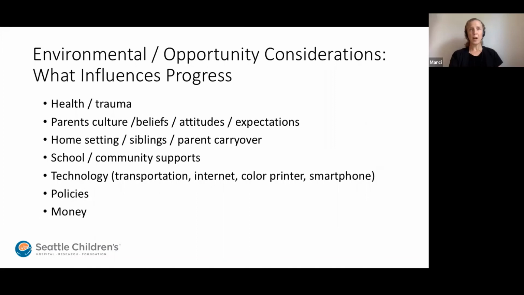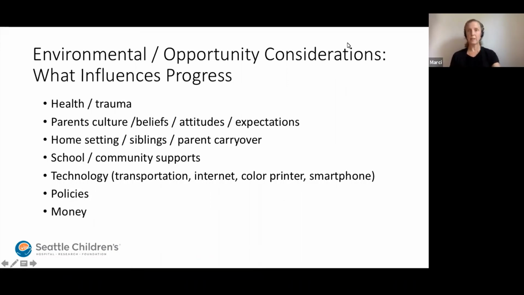So we all talk about environmental opportunity considerations, what influences progress, and I just wanted to point some of these out. We all know to think about the health of the child, their sleep patterns, their nutrition, any trauma. We all think about the parent's culture, beliefs, attitudes, and expectations as it relates to using AAC. I often think about what's going on in that home setting. How likely is it that this is going to get carried over?